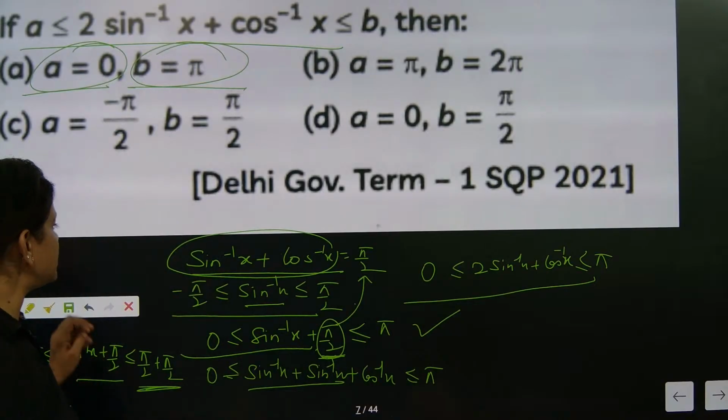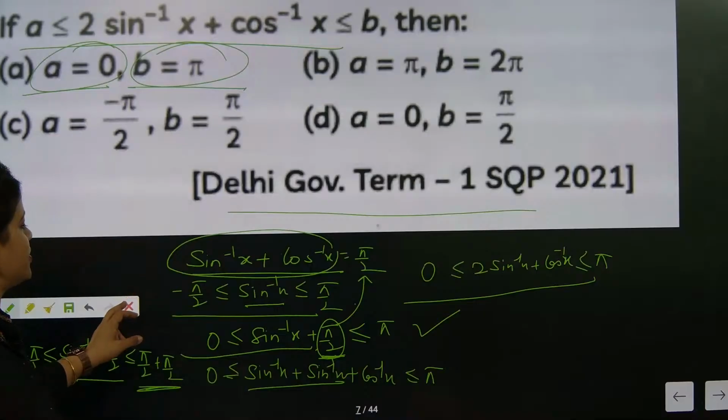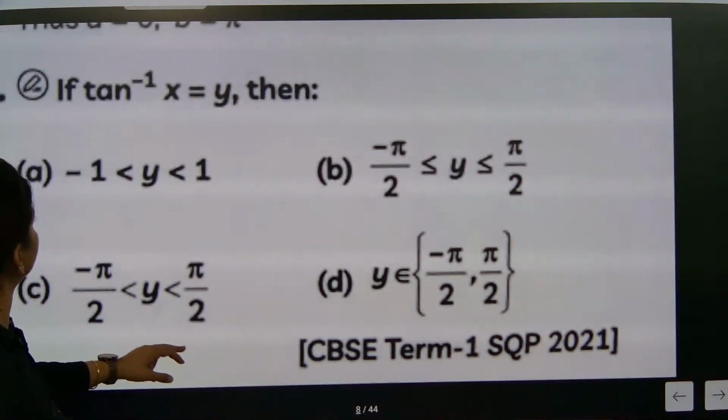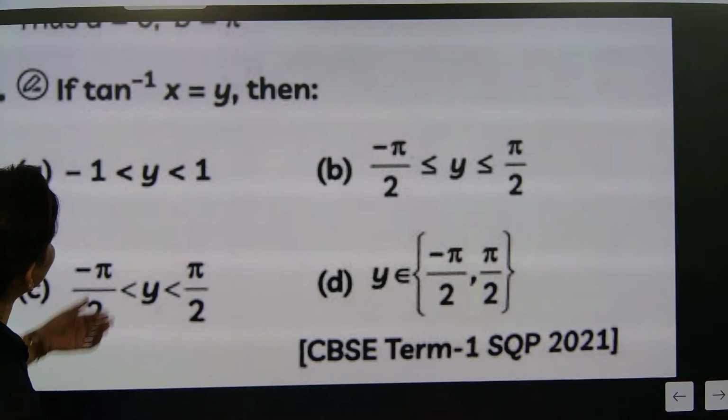This is seriously a good question, sample paper released, so we need to do this question 100%. Now we are going for next question. Please kindly check this one out. Tan inverse x is equal to y. Please solve this question. Tan inverse x is equal to y. That means y value will be what? The y value will be lying between, because this is direct question.